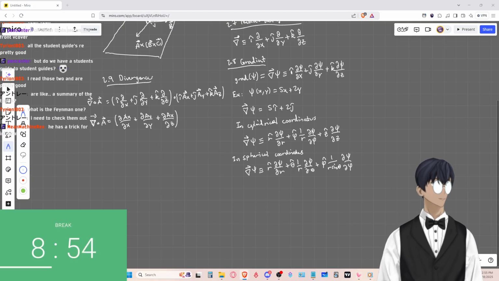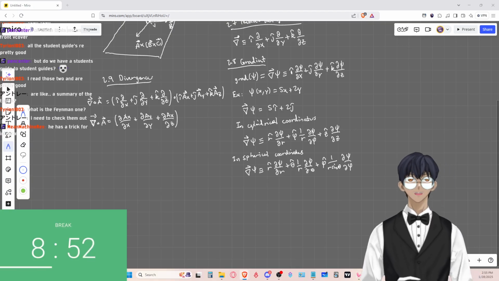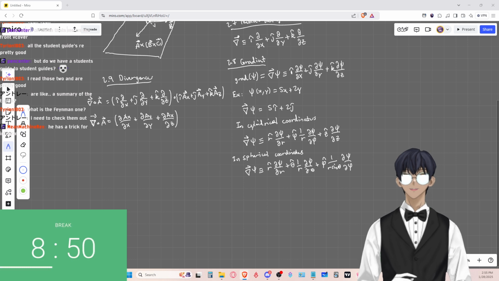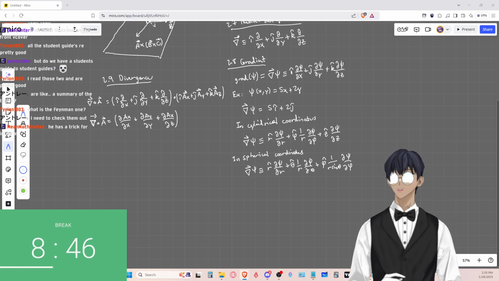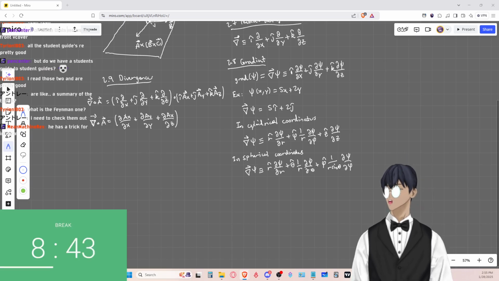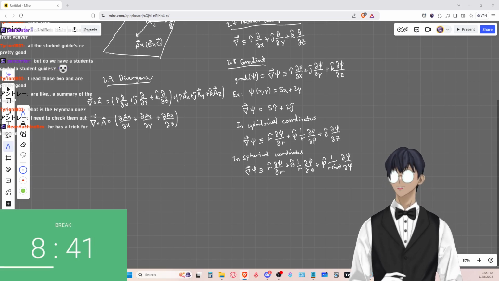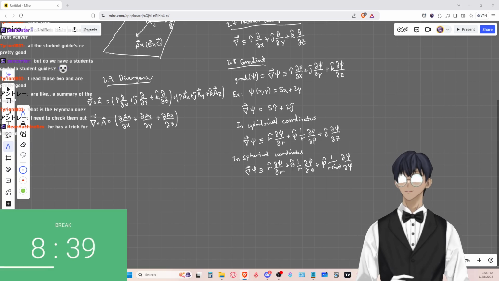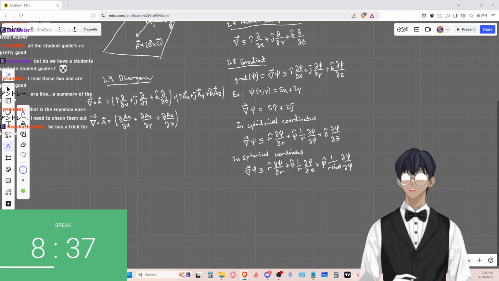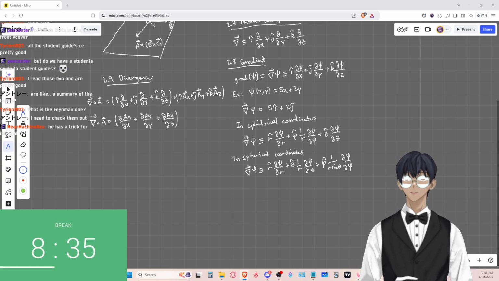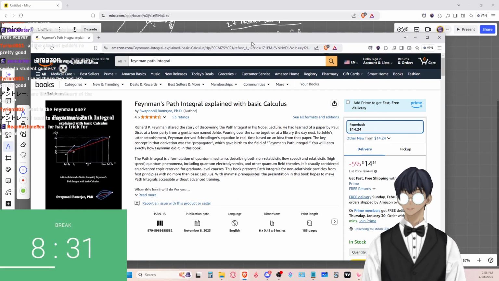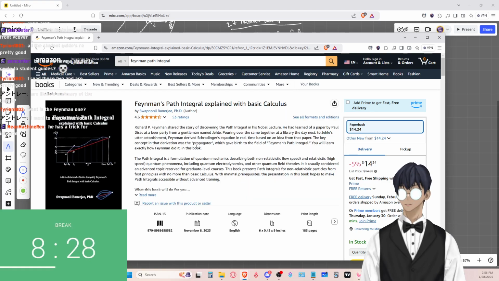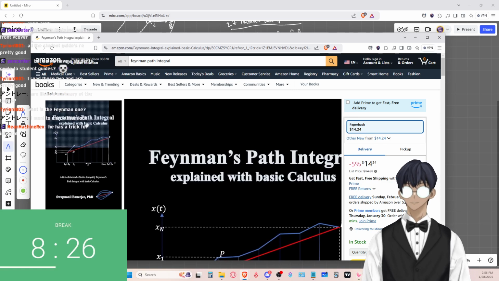What is the Feynman one? Let me see if I can find it. I know it says Feynman path integrals. I actually bought this book a while ago. Oh, hey, here we go. It's this book, Feynman's Path Integrals Explained with Basic Calculus. I think this book is pretty good.